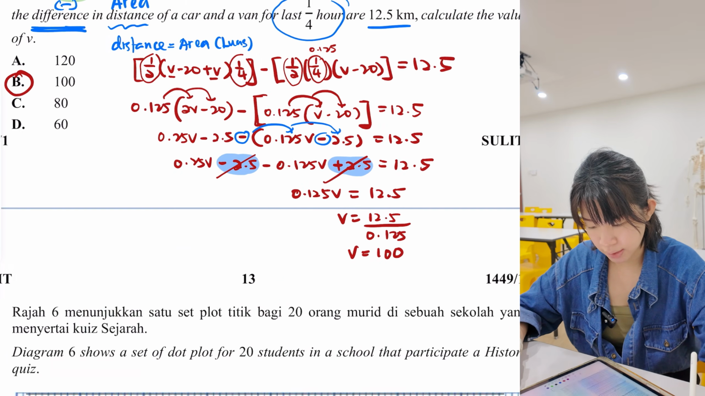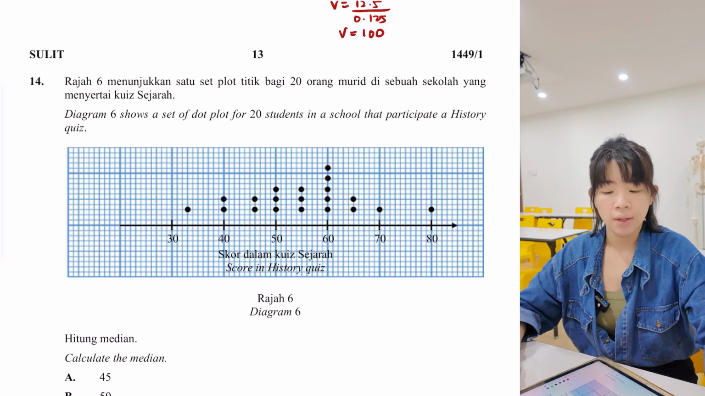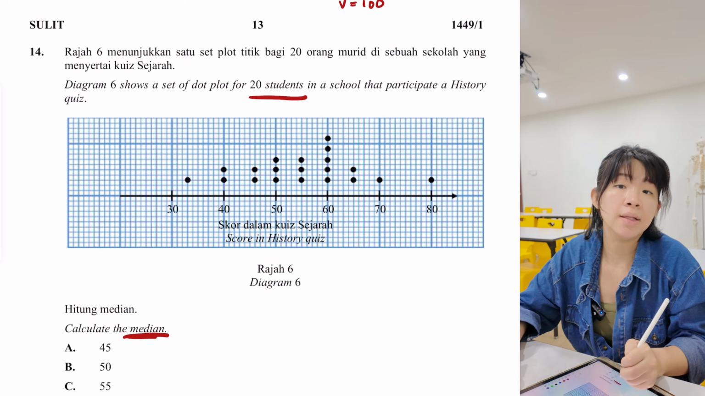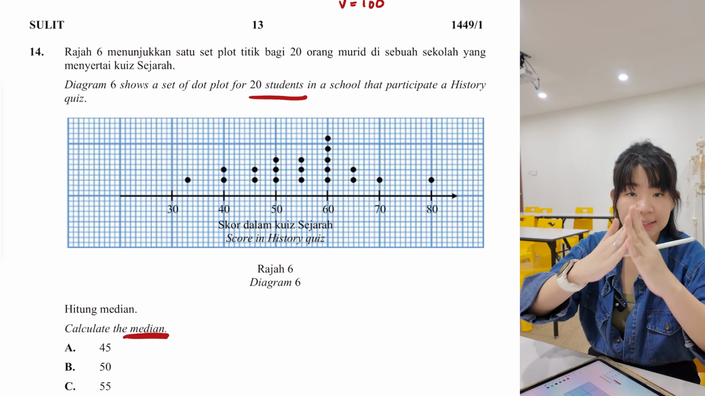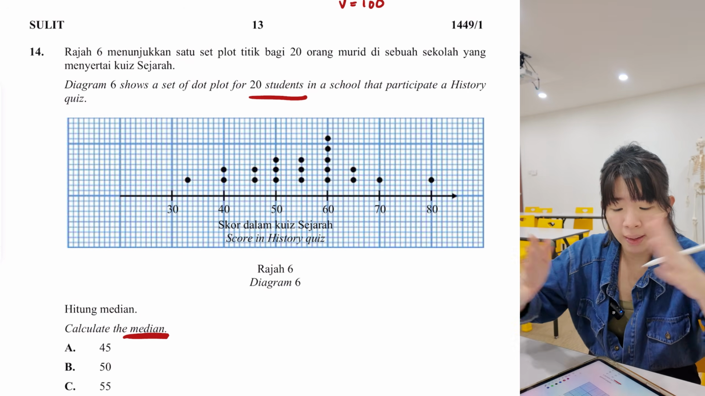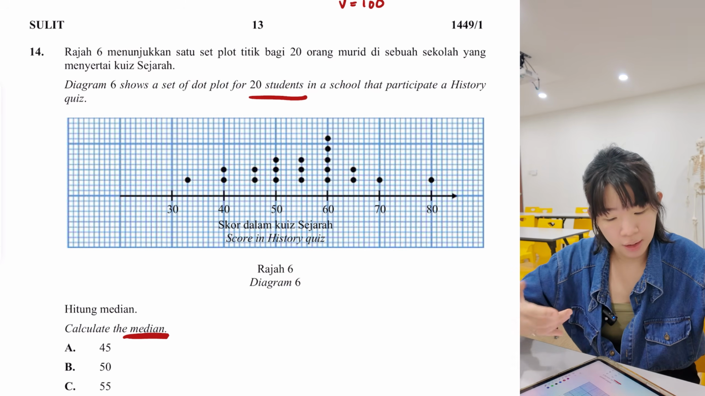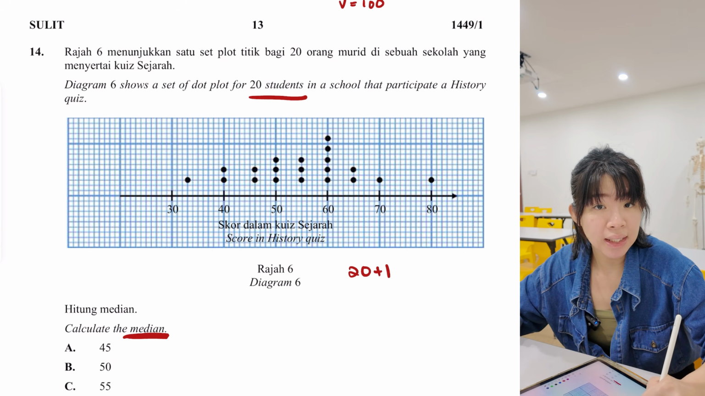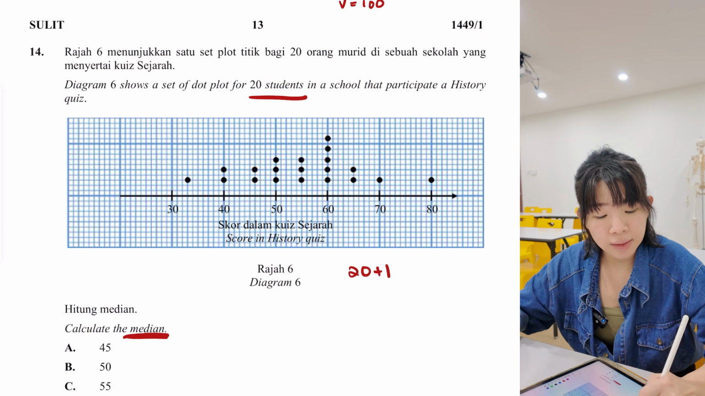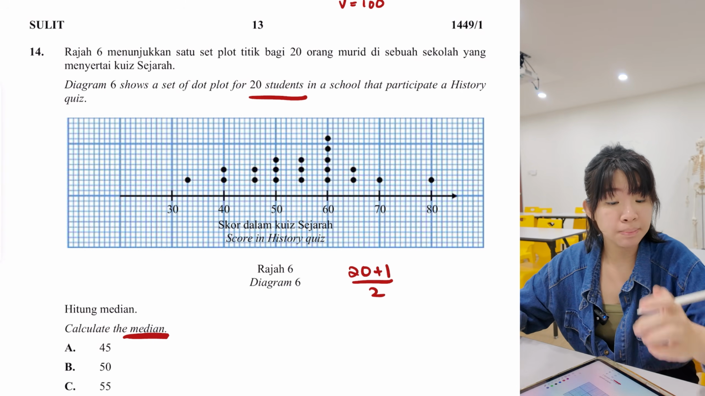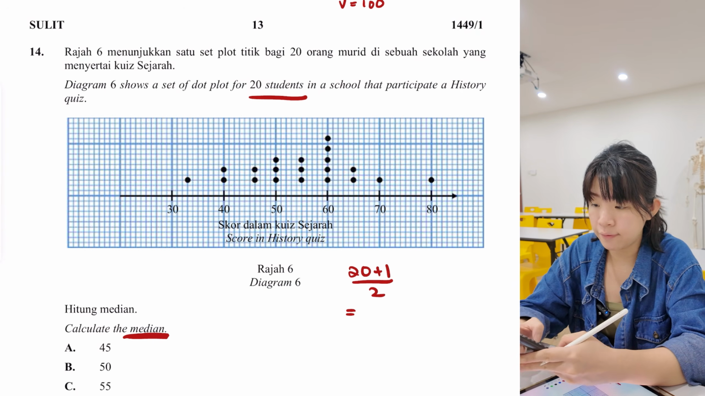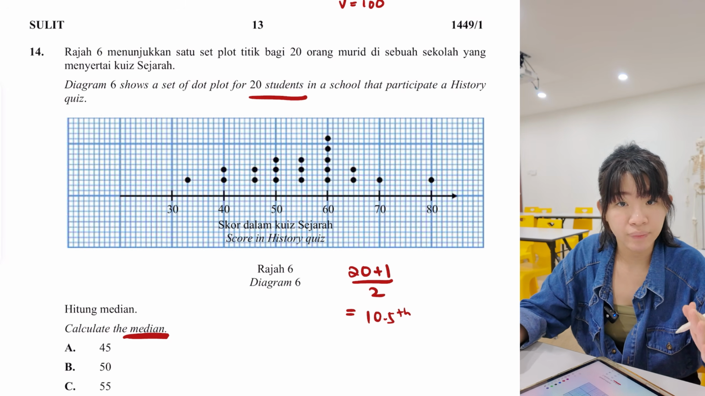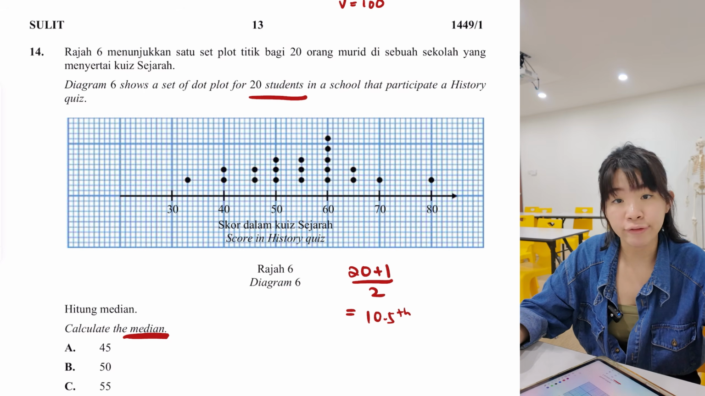Okay, let's look at next question. Question 14. It shows a set of dot plot for 20 students. You need to find median. Median is the middle data, exactly in the middle. Because there are so many students, you don't have to list out one by one. We can straight away go to the position. Take 20 plus 1, because there are total 20 people, divided by 2 to find the middle position. So we have 10.5. Student number 10.5, kedudukan ke 10.5, is the middle.